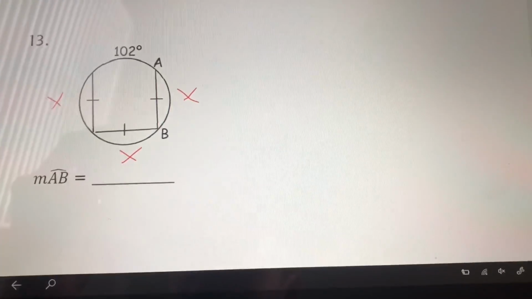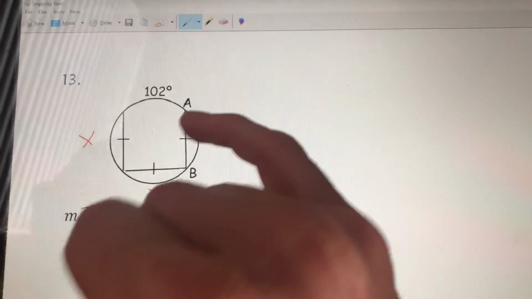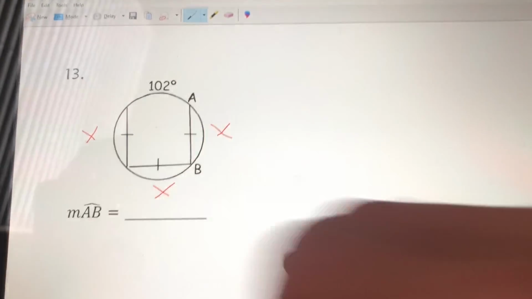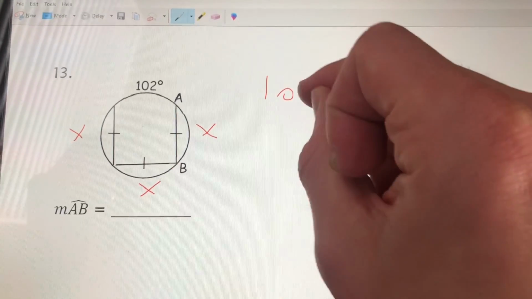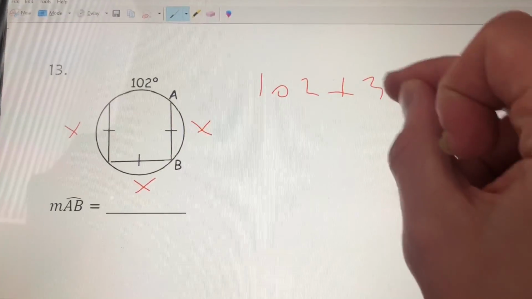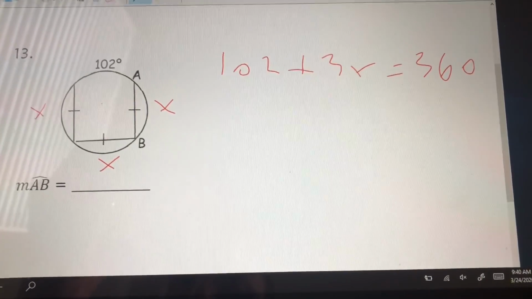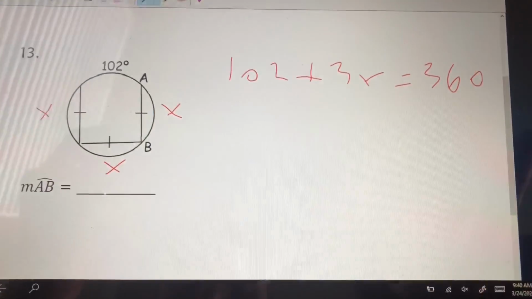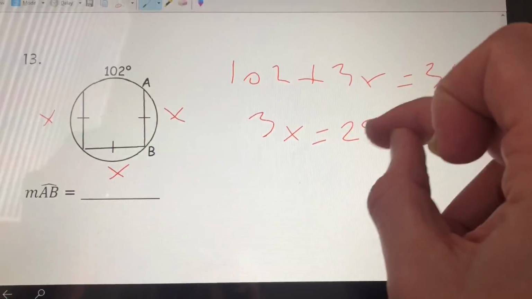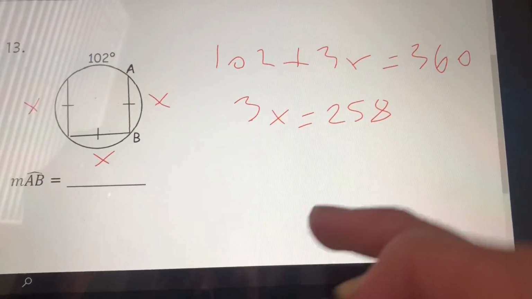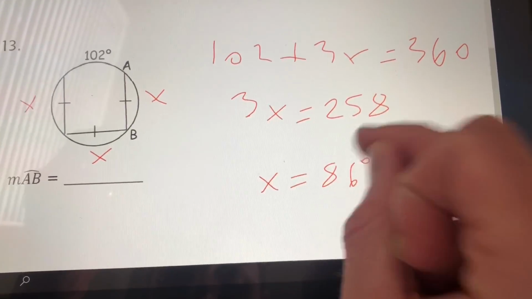Okay, so for 13, we know that all three of these arcs, 1, 2, 3, are congruent because all three of their chords are congruent. So we can now set up an equation that says 102 plus 3x equals 360. Then when we move the 102 over, we get 3x equals 258. And when we divide by the 3, we get that x equals 86 degrees.